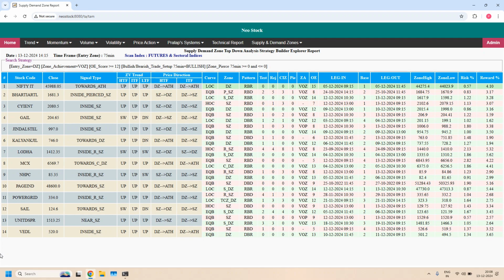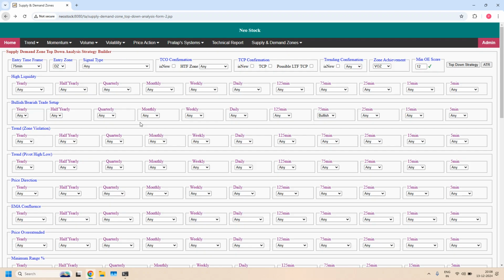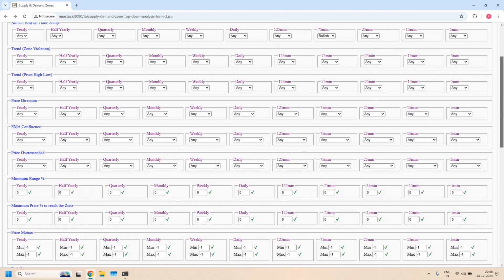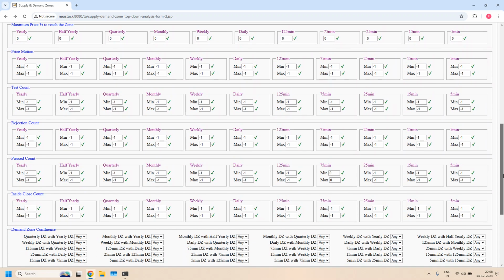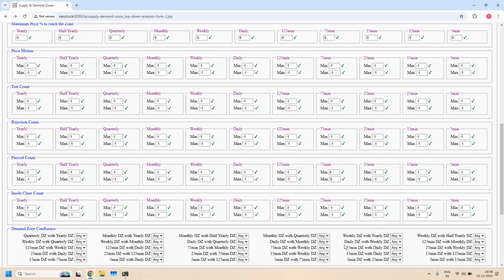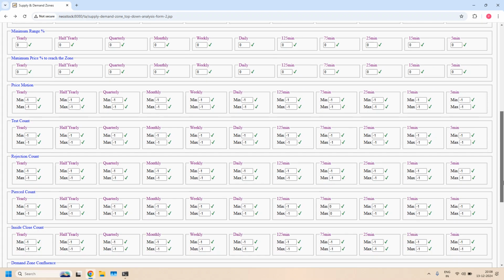The entry zones are 75 minutes demand zones. In all these 14 75 minutes demand zones, there could be some high probability trade setup zones available. We need to filter them. The first filter is based on LTF and ITF demand zone confluence. That is 75 minutes and daily demand zone confluence. I am enabling that filter. 75 minutes demand zone with daily demand zone confluence.